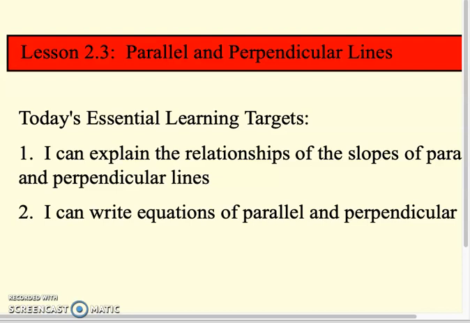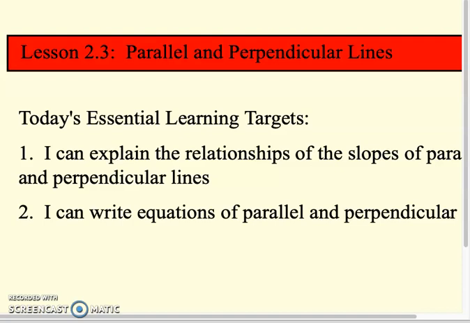These are the video notes for section 2.3, parallel and perpendicular lines. And today we're going to really extend the ideas of 2.1 and 2.2, which are writing equations in slope-intercept and point slope, and transfer that idea to how we work with parallel and perpendicular.